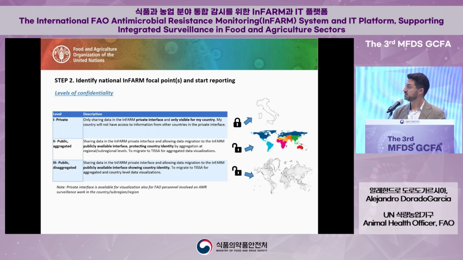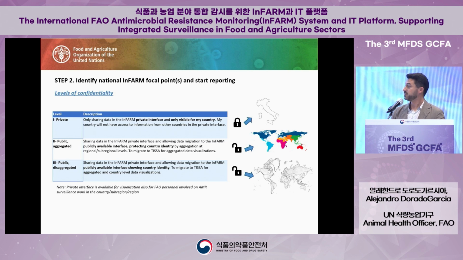The public level 2 is aggregated, so countries agree on sharing this information in the private interface. But on an annual basis, we will migrate all this information to the public interface, but without showing the country identity. So we are going to make the country identity blind so that we can also show the information. This is something like WOAH is doing now at the regional level with the ANIMUSE platform.